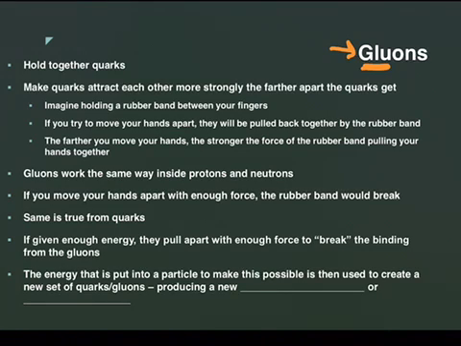And this is the same as true for quarks. You pull them far enough apart and that force will eventually break. If given enough energy, they will pull apart with enough force to break the binding from the gluons. The energy that is put into a particle to make this possible is then used to create a new set of quarks and gluons, producing a new proton or a new neutron.